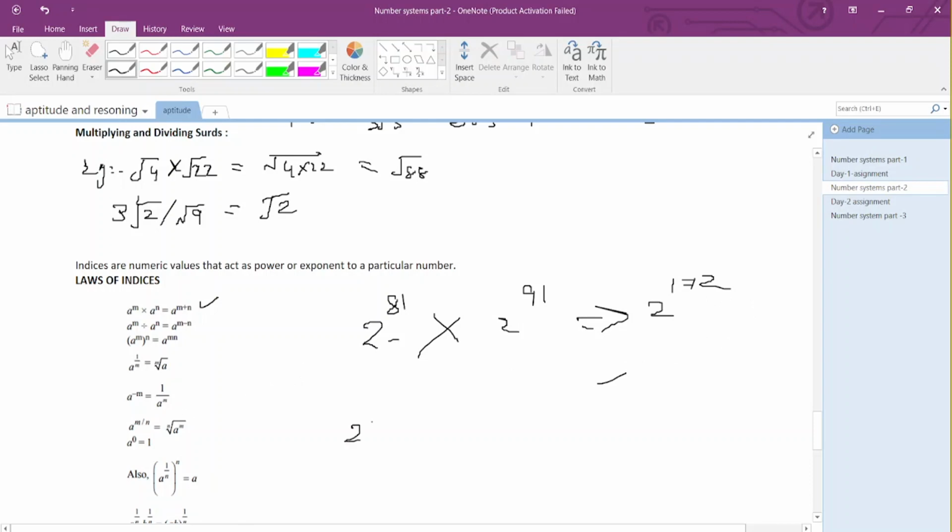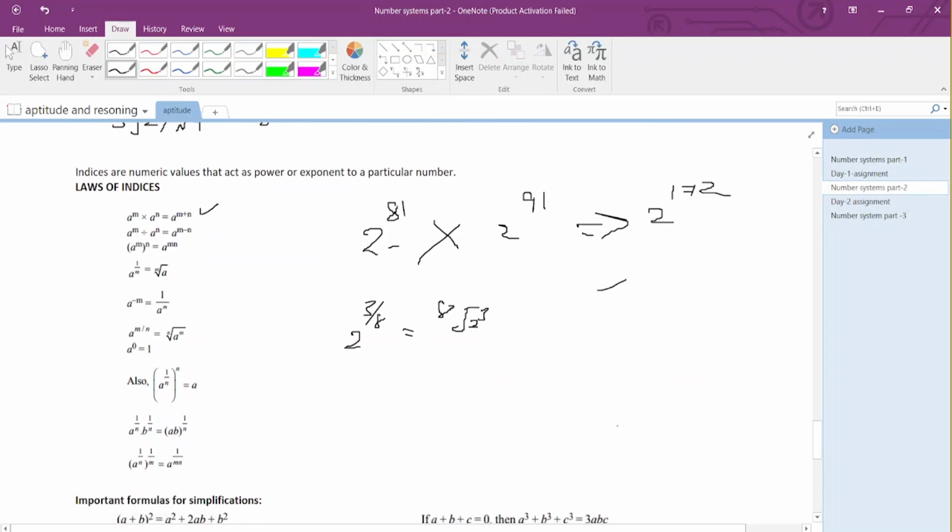Okay, and let's take another example like 2 power of 3 by 8. It is in the form of a power m by n, right? So then we can write that as nth root of a power m. In this way we can use all these formulas, and if any number has any powers or exponents, we can use these formulas and solve the equation. And please read all these topics and formulas. It's very important for solving any kind of powers problems.